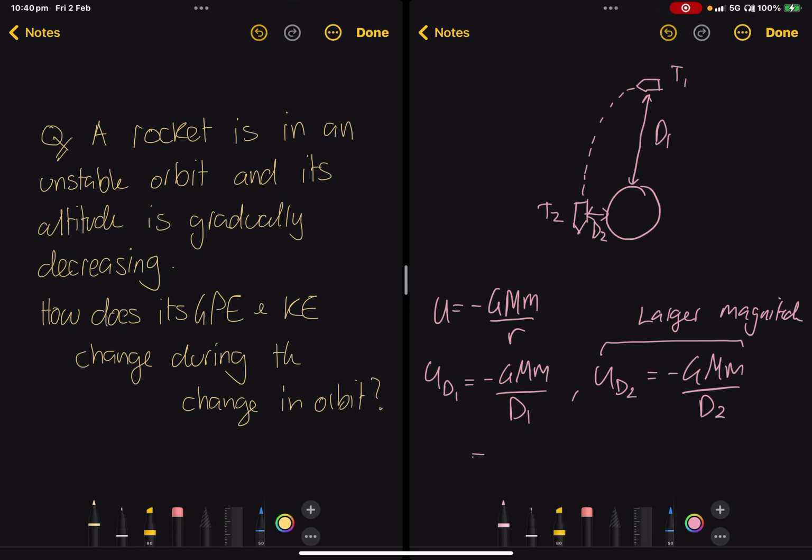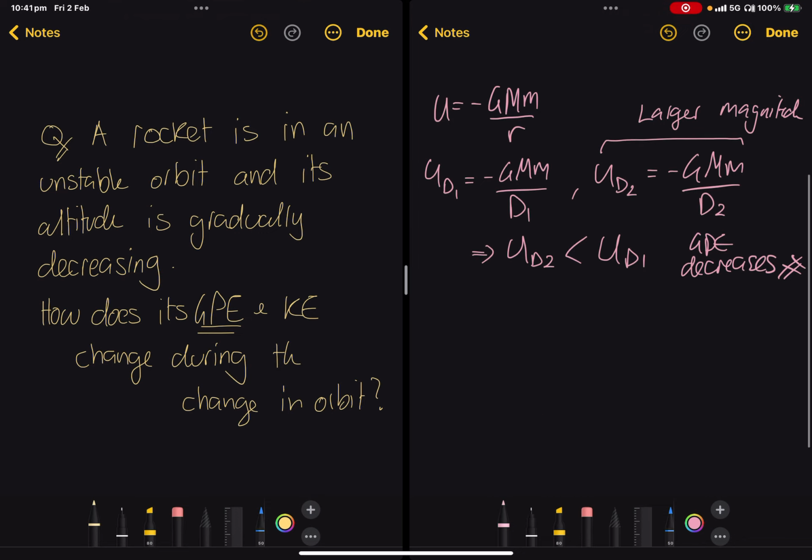So this means that the gravitational potential at D2 is less than the gravitational potential at D1. So what happens to the gravitational potential? It decreases. So gravitational potential energy decreases. So this is the first answer. So that's gravitational potential. Now we need to deal with kinetic energy.